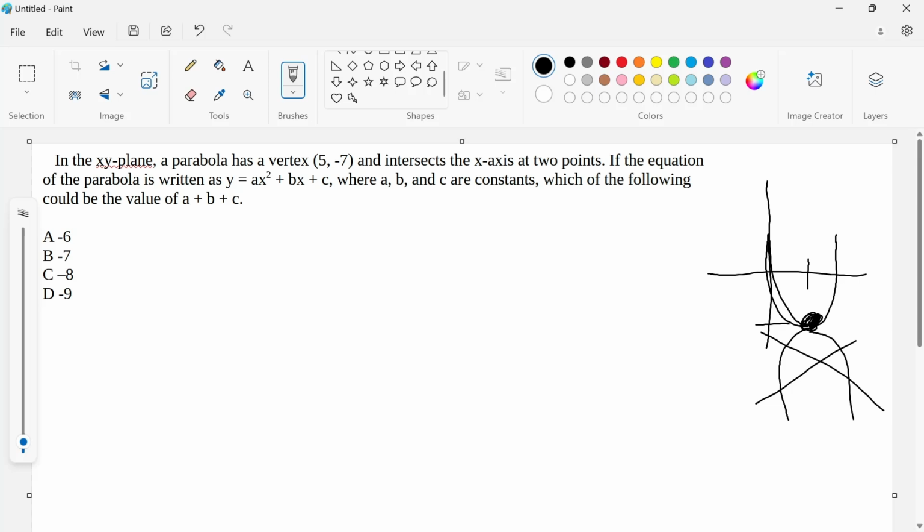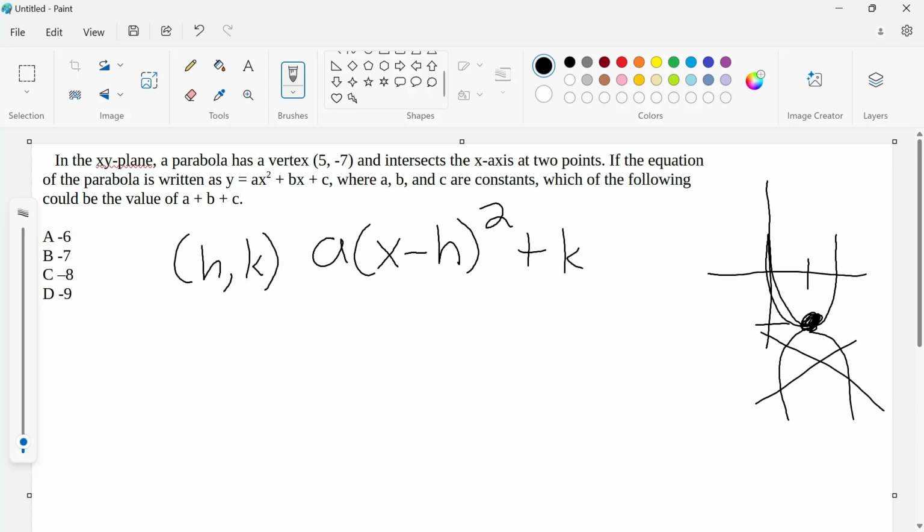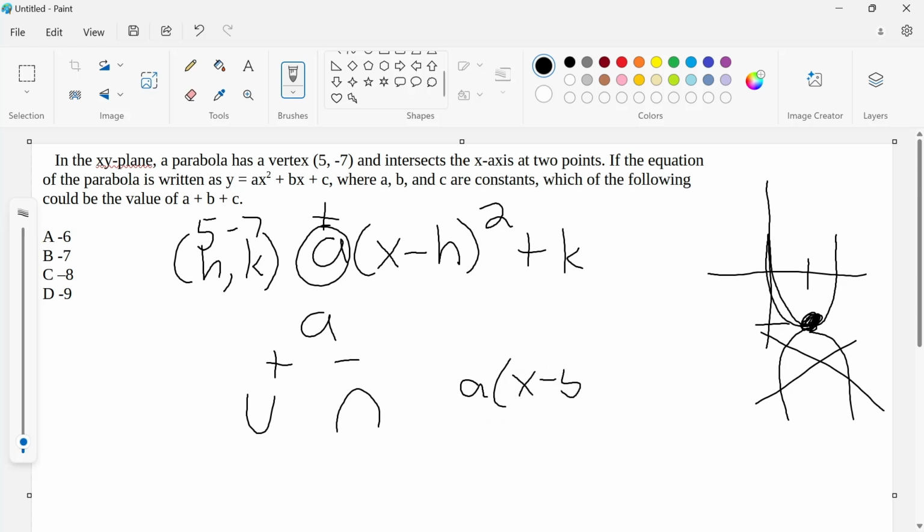But one thing to remember with parabolas or quadratics, there's something called the vertex form of the equation, a times (x minus h) squared plus k, where (h, k) is the vertex. And if a is positive, then this thing opens up, and if a is negative, it opens down. So I know this opens up, therefore a has to be positive. And now (h, k) is the vertex. This is (5, -7). So I can plug this in here. I'm going to put a times (x minus 5) squared minus 7.